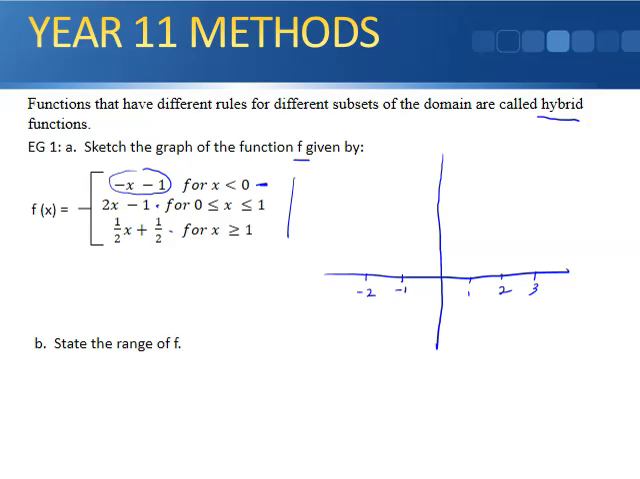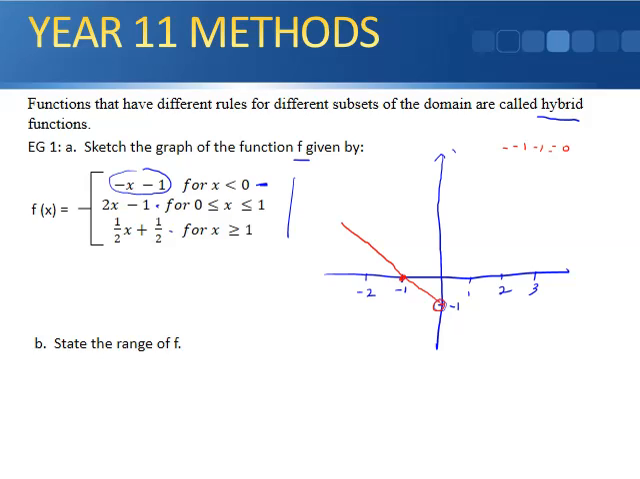The first one is negative x minus 1 when x is less than 0. So if it's 0, we're going to get negative 1. Now, negative 1's down here. That's only when x is less than 0. So I'll put an open circle at the moment, and I'll fix it up later. And then if x is negative 1, we get negative 1 minus 1, which gives me 0. So that's going to be right there. It's going to cross. So my straight line will go from here to here. And I'll fix it up in a minute.